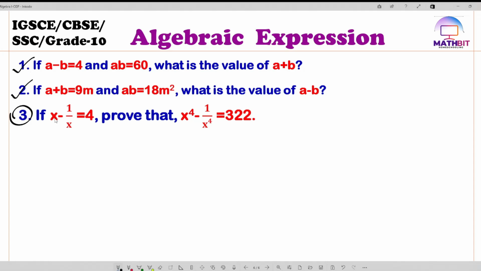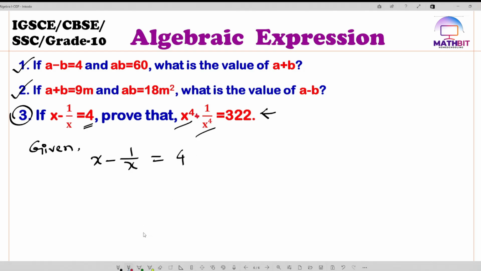Number 3: if x minus 1 by x equals 4, prove that x to the power 4 plus 1 by x to the power 4 equals 322. So here first given x minus 1 by x equals 4, right? And now look, here is one mistake: here is a plus sign.